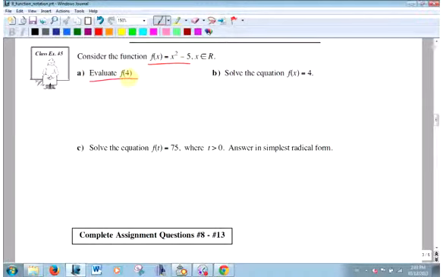f of 4. One of two things is happening. Either we're telling you what x is and saying find the function, or we're saying this is the value of the function, find x. Which one is it? You've got to know the difference. That says f of 4. That means 4 is x, right? x is 4. What's the value of the function if x is 4? What is 4 squared, take away 5? What's 16 minus 5? That's 9.